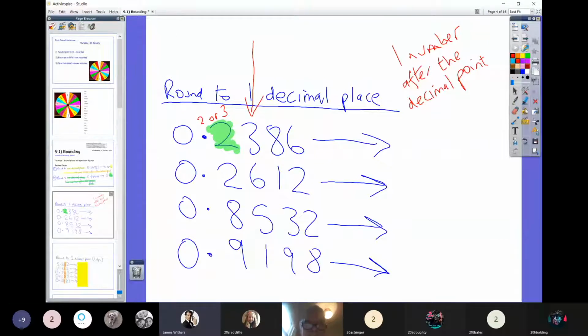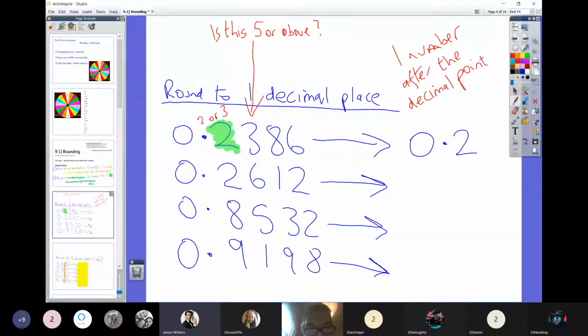Now, because that 3 is below 5, you stick with the 2. So the question you're going to ask yourself is, is this 5 or above? You're always thinking about the number beyond the number of decimal places you're going to. Here we're rounding to one decimal place, so we have to consider the next number. Is that 3 5 or above? No, it isn't. So we stick with the 2, and our final answer will be 0.2.